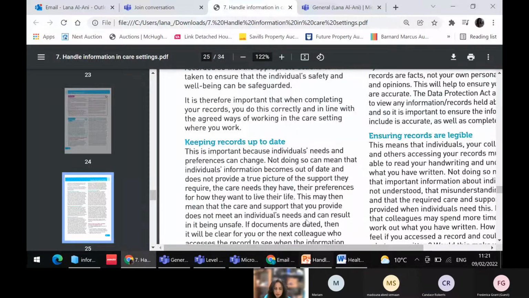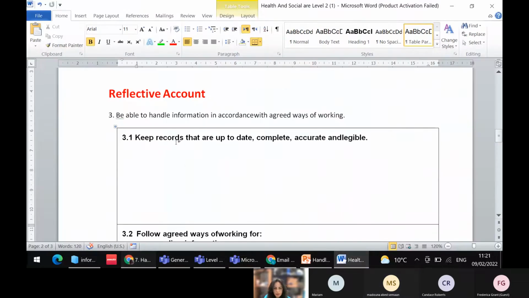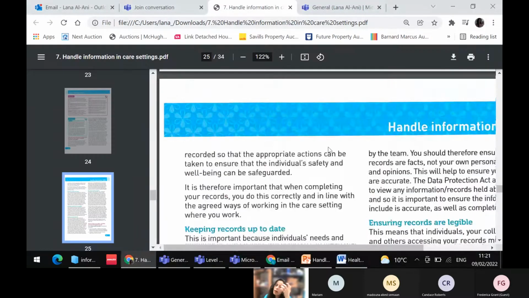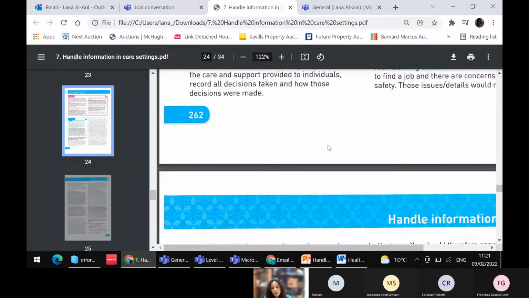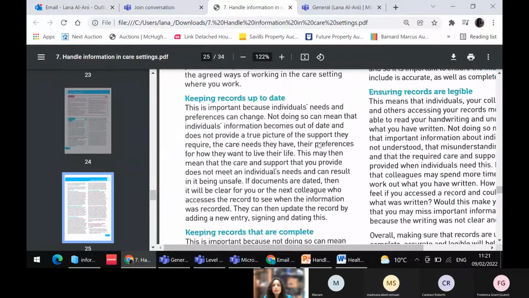In the work, let us read the question again. Keep records that are up to date, complete, accurate, and legible. So when I keep the record, I always keep the record in the workplace up to date, just in case we need it for an emergency. So we know how to handle it and get what we need accurately and fast.